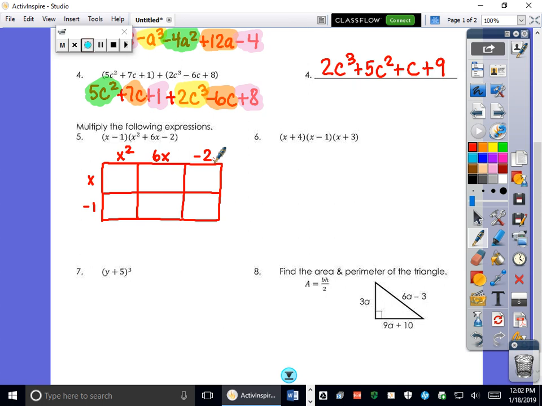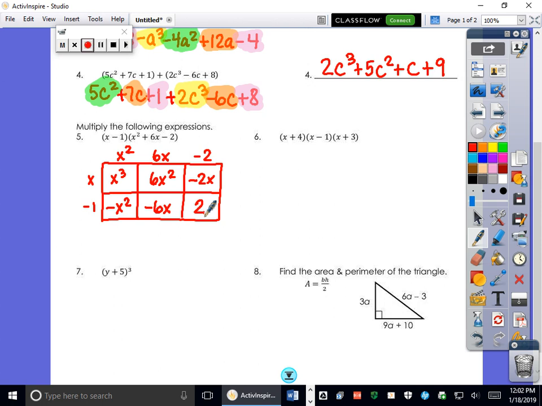Now we're going to multiply everything. So x times x squared is x cubed. x times 6x is 6x squared. x times negative 2 is negative 2x. This is all multiplication. Negative 1 times x squared is negative 1x squared. Negative 1 times 6x is negative 6x. Negative 1 times negative 2 is positive 2.